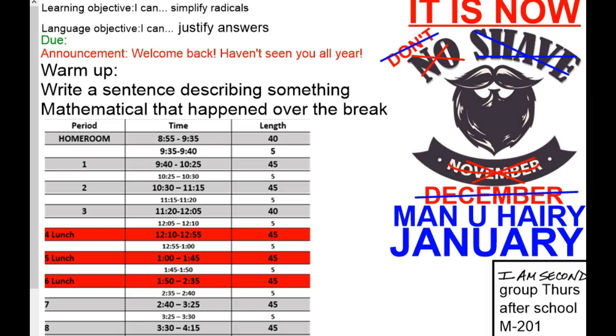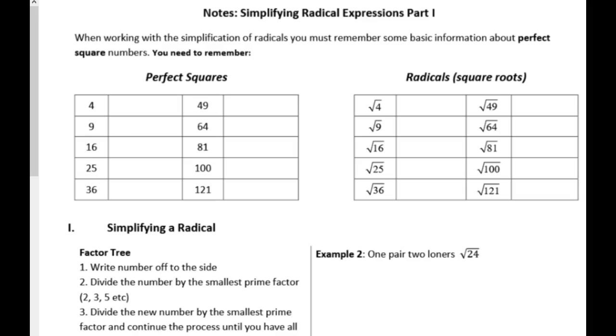You described something mathematical that happened over the break, and now we are doing these notes on simplifying radicals. Now, this unit is going to be on right triangles, trigonometry, Pythagorean theorem, and one basic thing you got to know is how to reduce a radical. Okay, so we're going to start on this.